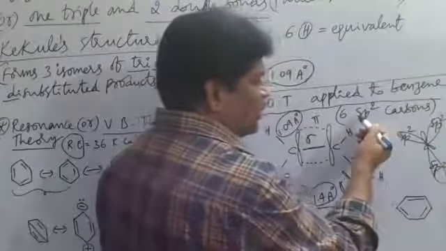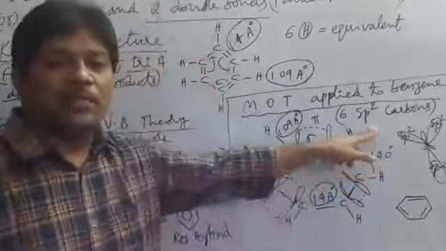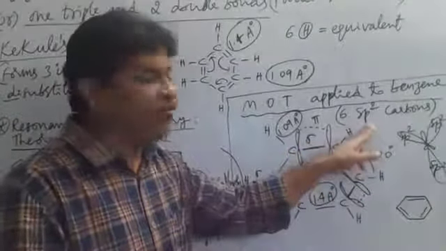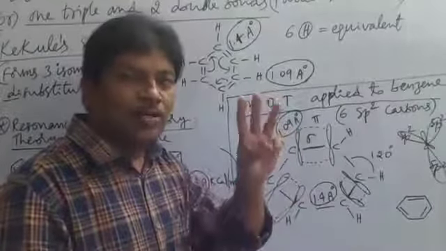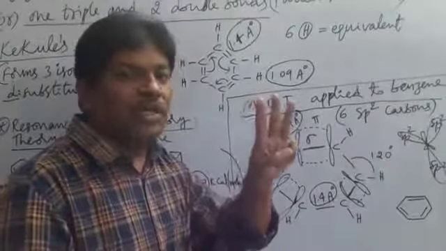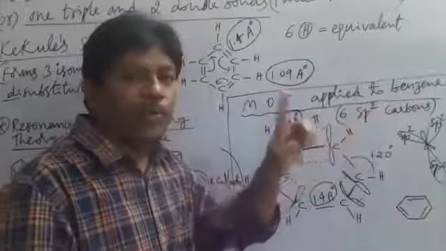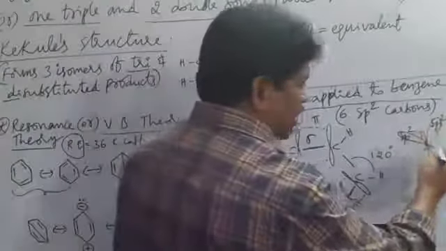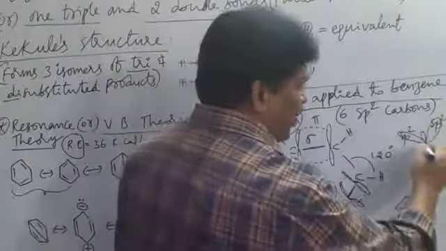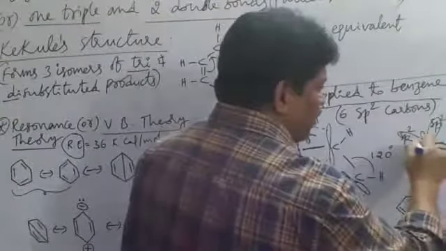Now one s orbital mixed with 2 p orbitals only. But actually, how many p orbitals are present in the outermost orbit of a carbon? 3: 2px, 2py, 2pz. Out of 3 p orbitals, how many are involved in hybridization? Only 2. Still one pure p orbital is left over. So in this carbon, 3 sp2 hybrid orbitals are formed and one dumbbell shape, one p orbital, is there.